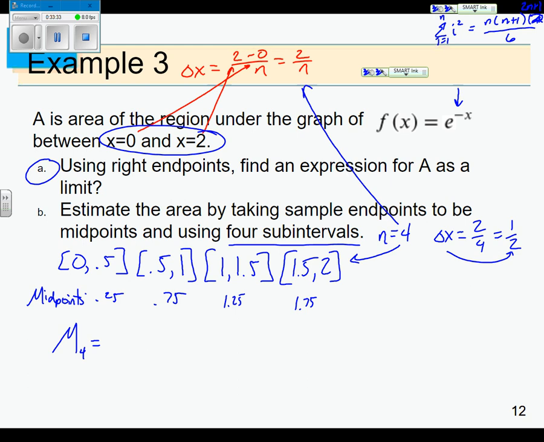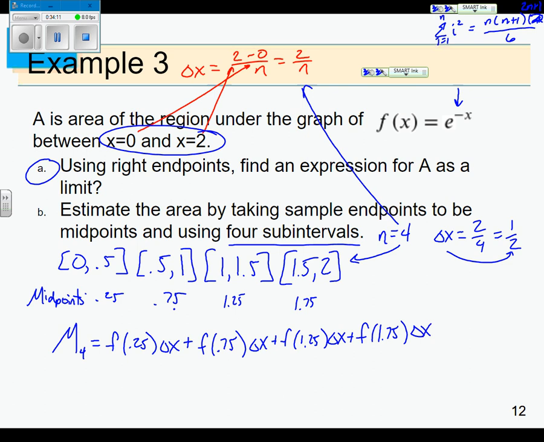And I'm still wanting to do the same thing on this. I'm wanting to take the height at 0.25 and multiply it by my delta x, which is just 1/2. I'm just going to put delta x for now. I'm going to take the height at 0.75, my next midpoint right here, and multiply it by delta x. I'm going to take the height at 1.25 and multiply it by my delta x. Kind of see where this goes all the way down and around and through.